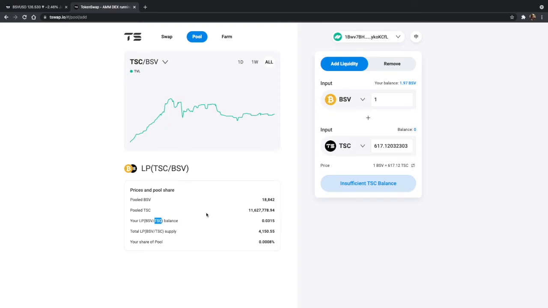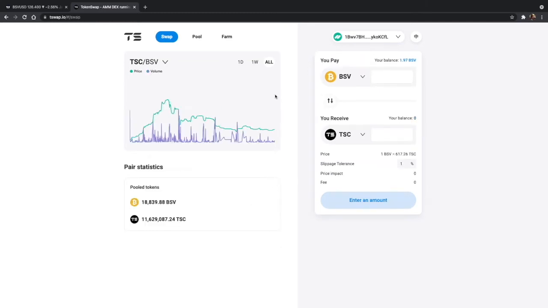Now this is where it gets a little complicated, okay? There's a couple of numbers you need to understand here, and it's still a little complicated to me, but I'm going to try my best to go through this. This price right here is if you take BSV and you divide it by the TSC amount, okay? That'll give you this number here.